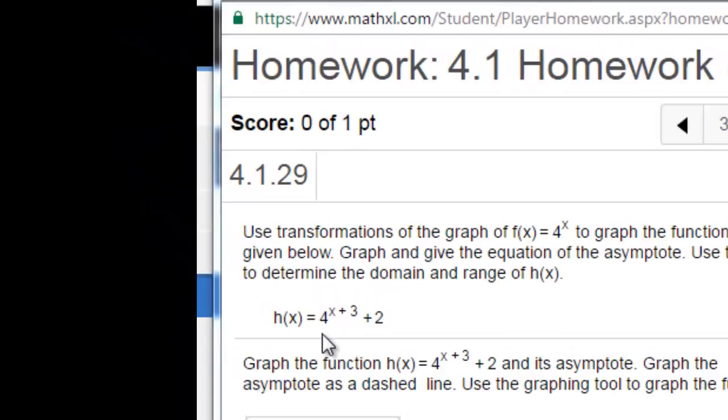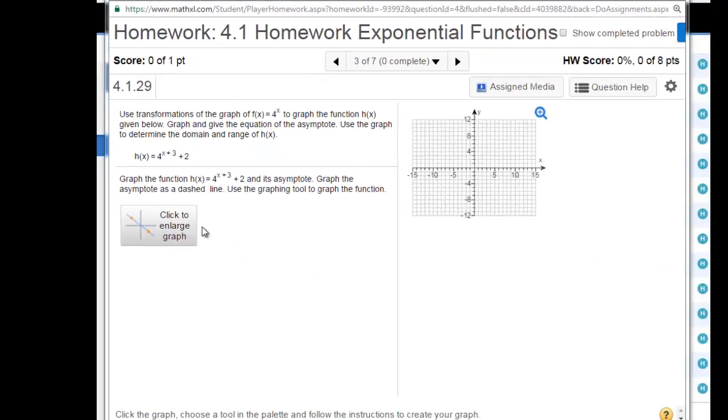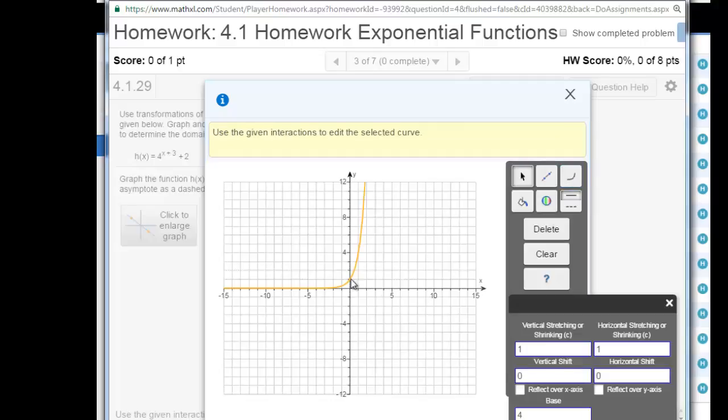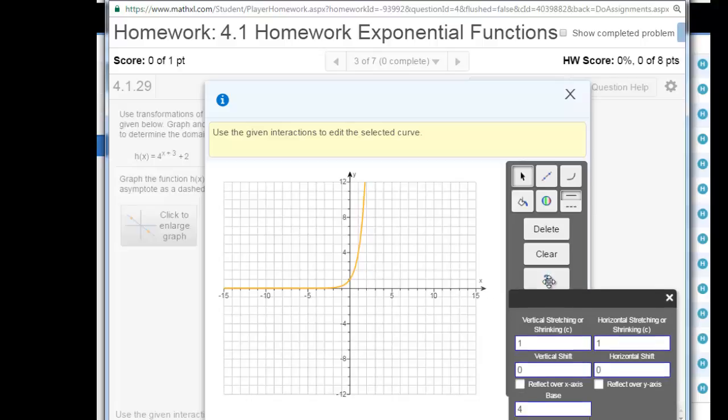The x plus 2 is going to shift the function to the left 3, and the plus 2 is going to raise the function up 2. You have to understand the basic exponential to be able to graph this. So what you do is take a basic exponential curve and you're going to put it down at the point (0, 1), and then you're going to do the shifts that you need to do.